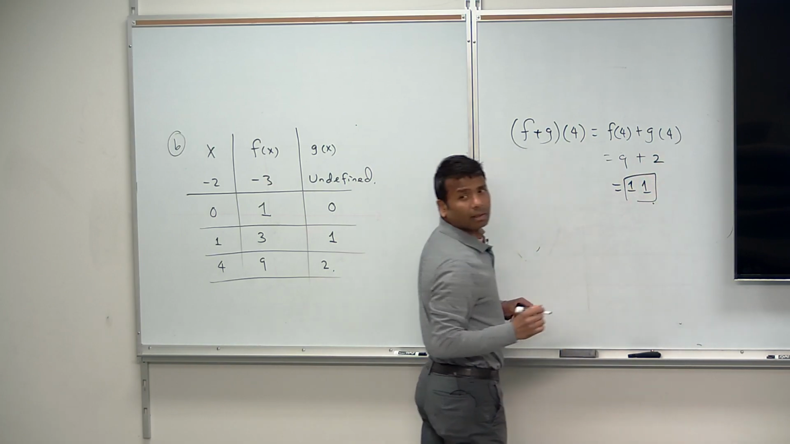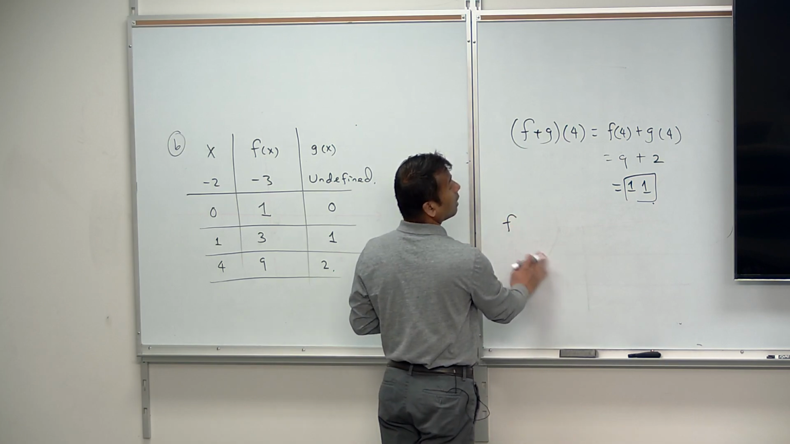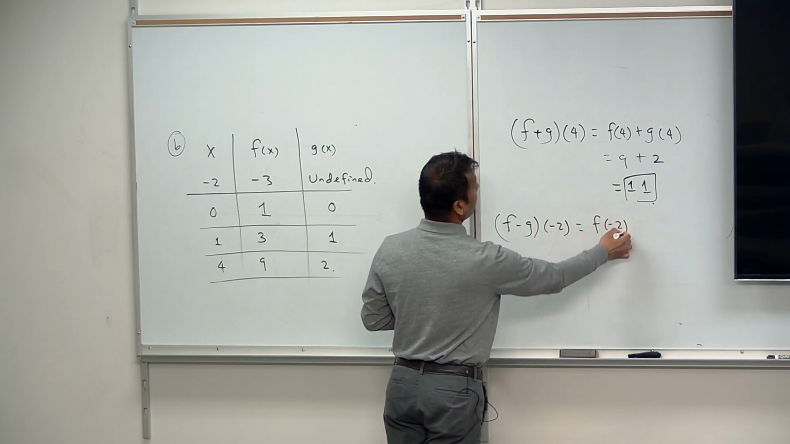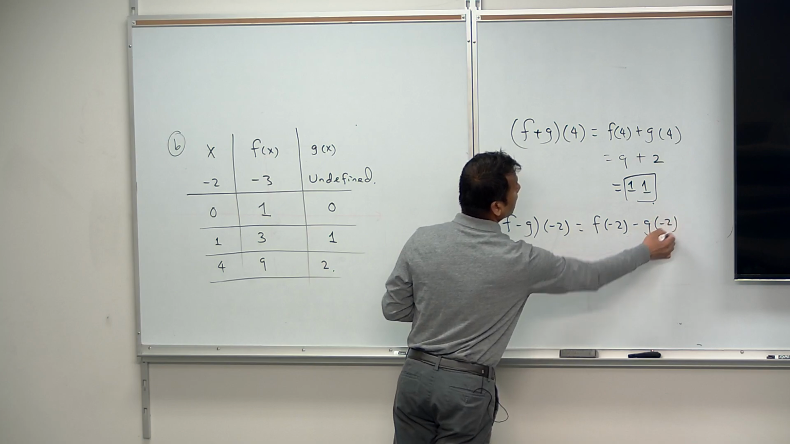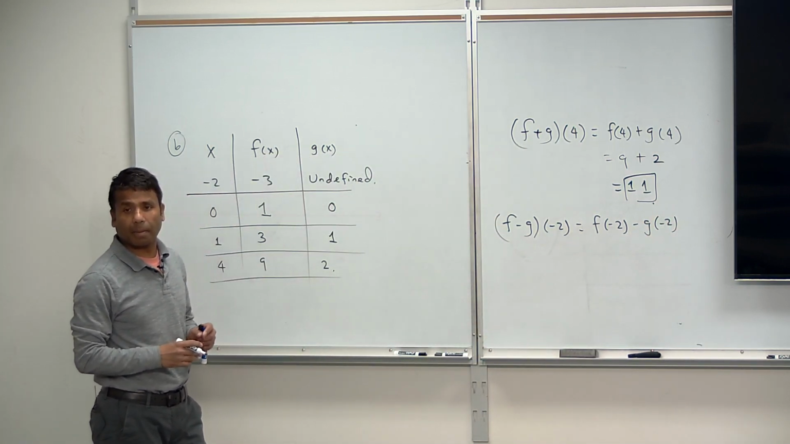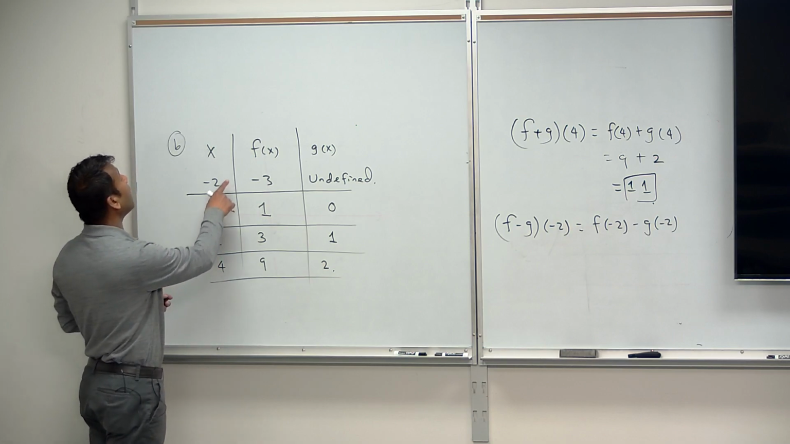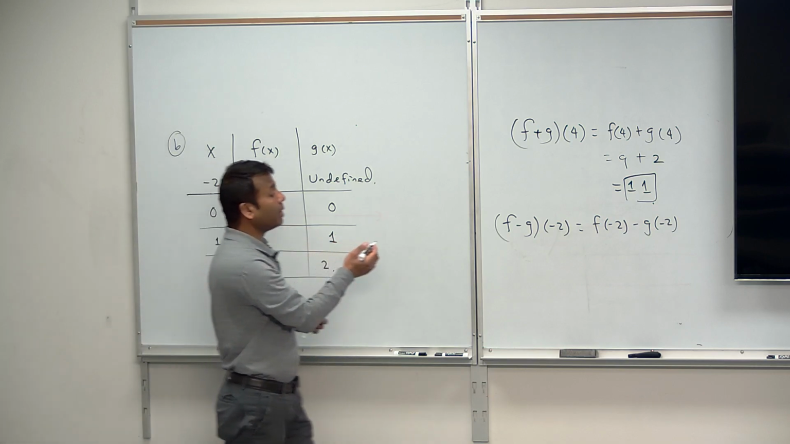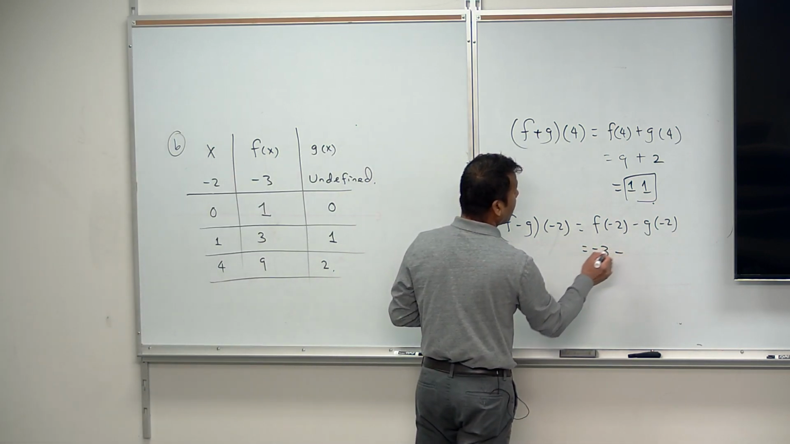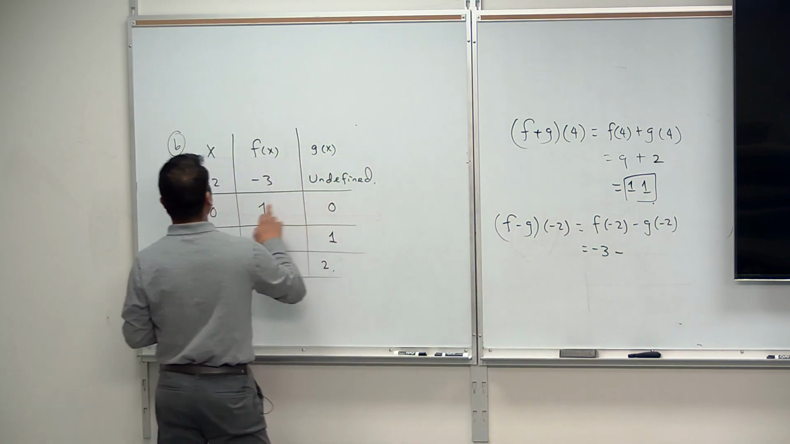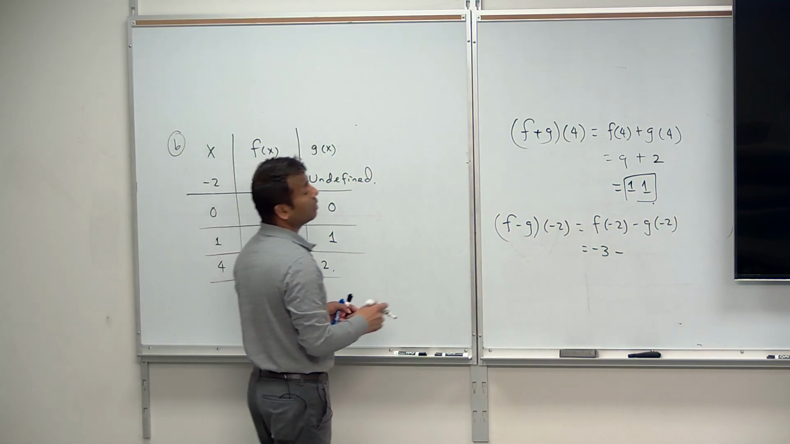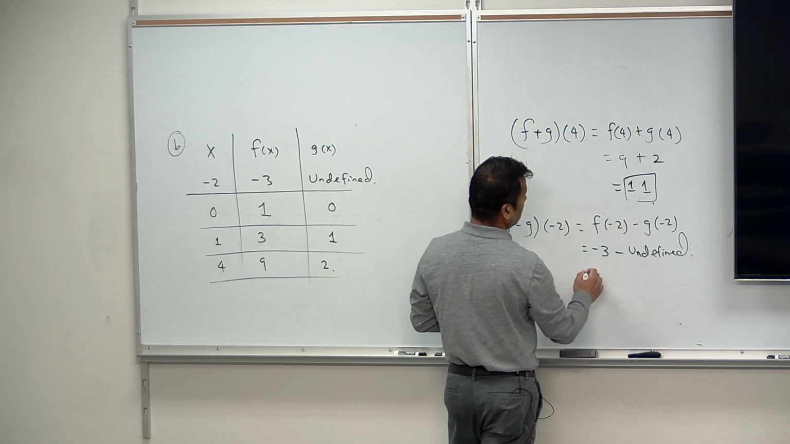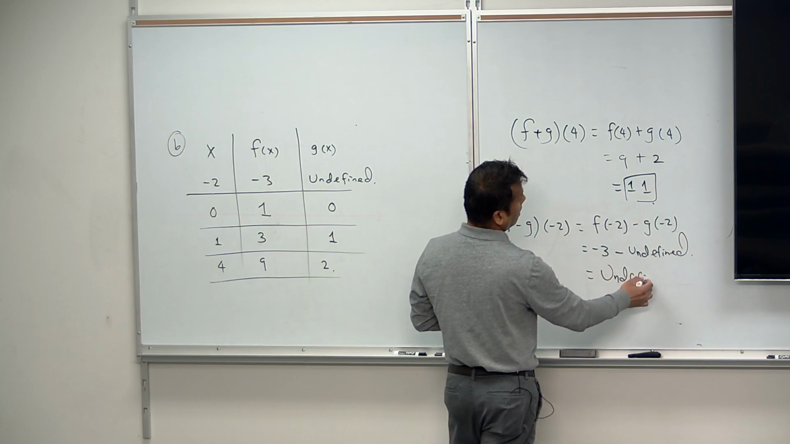11. That makes sense? So now if you want to find out (f minus g) of -2, this is the same as f of -2 minus g of -2. Right? So what is f of -2? What is the value of f when x is -2? -3. So this is -3 minus, what is the value of g when x is -2? Undefined. So you see -3 minus undefined. What will this be? This is undefined. Is that right?